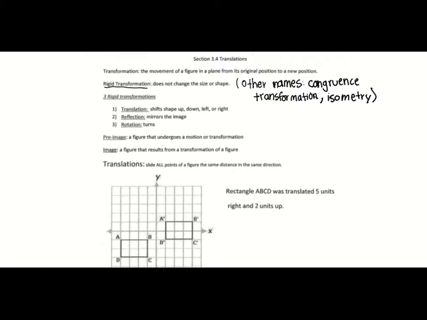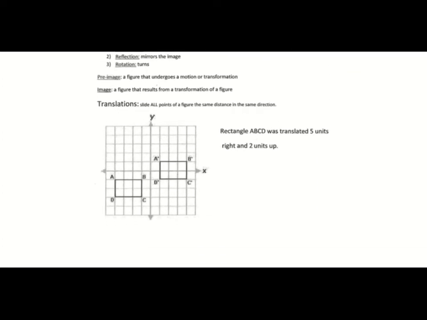Okay, so let's look at the next part. When we do these rigid transformations, we refer to our original shape and our new shape as the pre-image, which is our figure that's going to undergo the motion of transformation, and then our image, which is the resulting figure from that transformation. So it's good to be aware of those two terms when we're starting these translations for 3.4. Okay, so let's look at our first example.